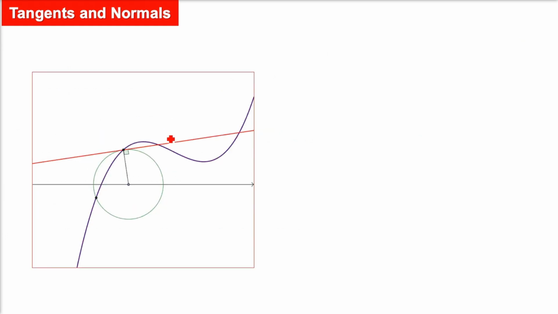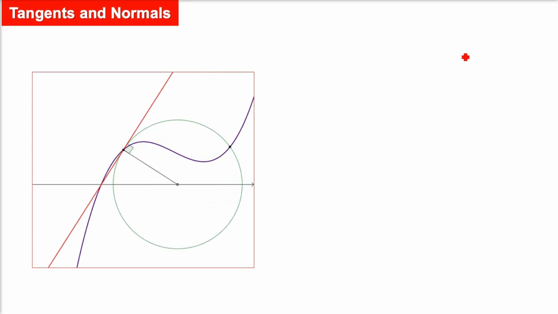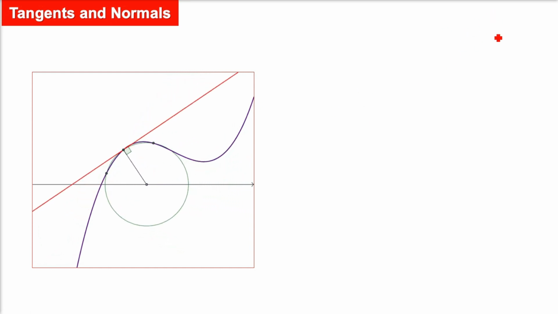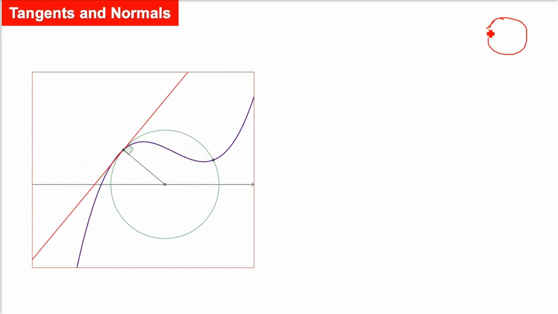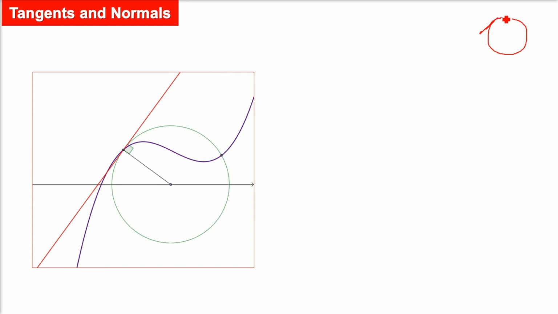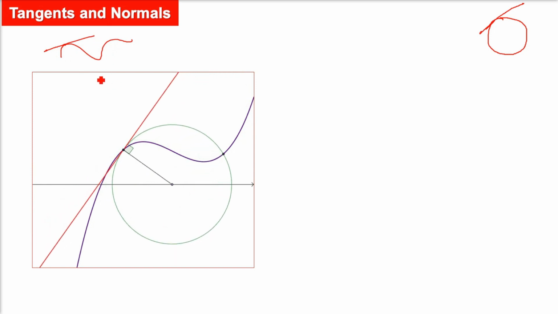Tangents and normals. Now this tangent is nothing but a line touching at one point on the curve. So we have always learned this with respect to the circle. A circle, there can be any curve. Why are we talking about circle? Because it is easier to understand.